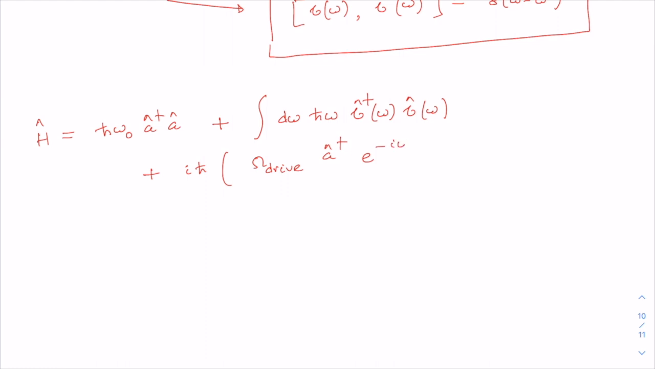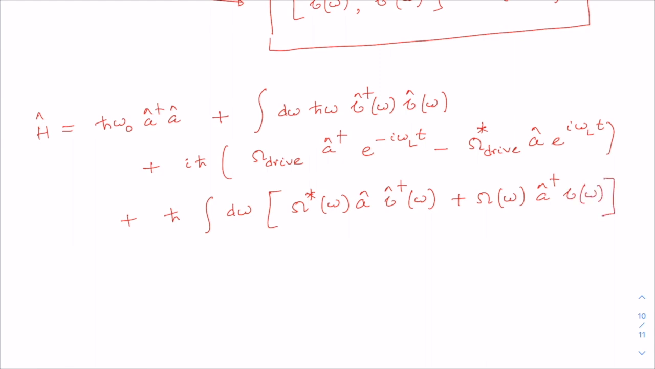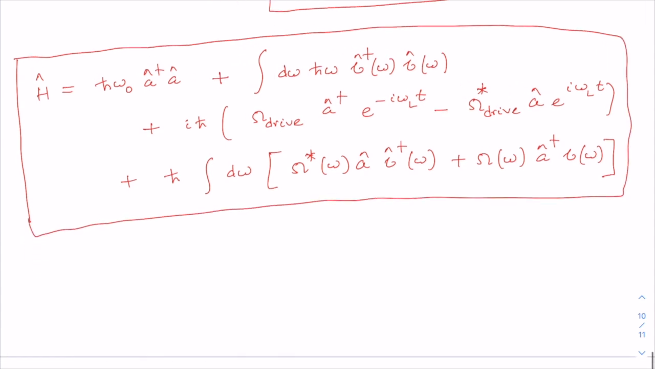So you will have a dagger e to the power minus I omega LT minus omega drive, the complex conjugate, a e to the power I omega LT. And finally, the Bath and the mode coupling, where again the Bath oscillators are involved. So it would be replaced by h cross integration d omega, omega star of omega a b dagger of omega plus capital omega of omega a dagger b of omega. So this is going to be the key Hamiltonian now, and we can immediately write a couple of things from here.